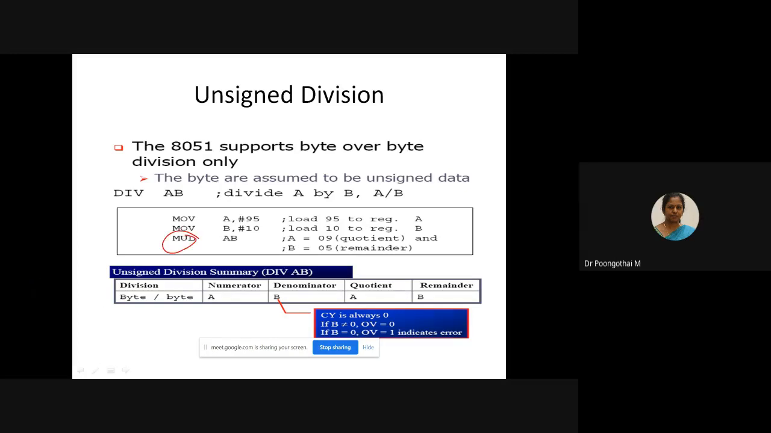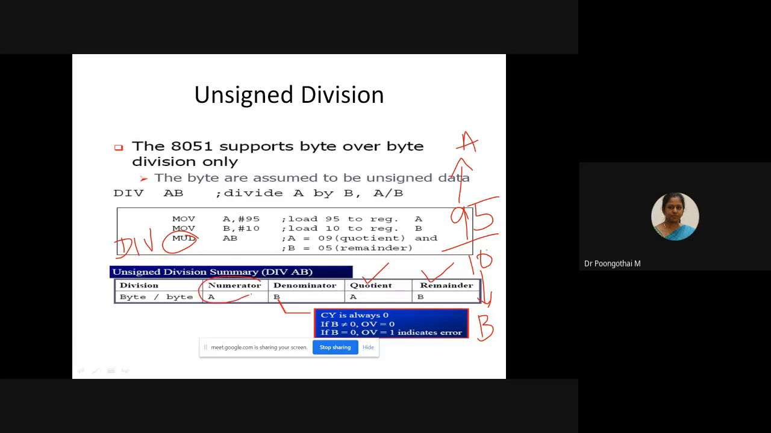This instruction is not DIV A. That is 95 divided by 10. So you have to load your dividend in A, divisor in B, okay? After division, the quotient is in the accumulator, and the remainder is in the B register.